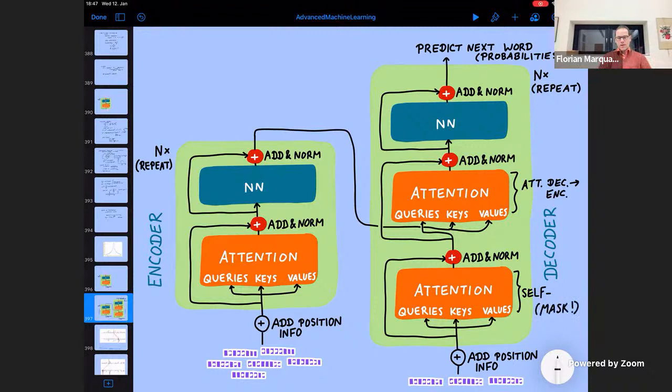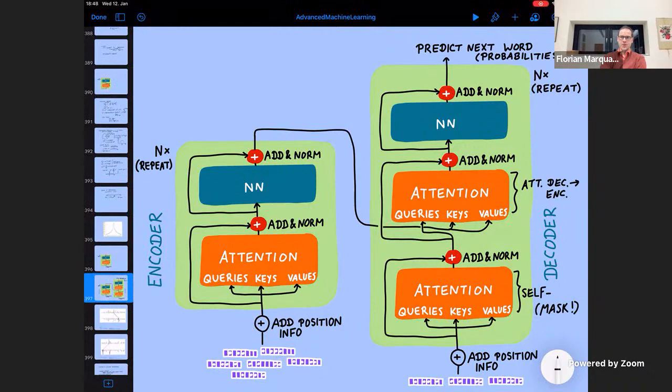Okay, so that's it. That's the whole architecture: encoder, decoder, self-attention, and cross-attention, so to speak, from decoder to encoder, and then all the little details like this mask or the position information. Well, is there some question at this point? Otherwise, I would go right to examples. Okay, so you can still ask questions later. Let me go to examples.